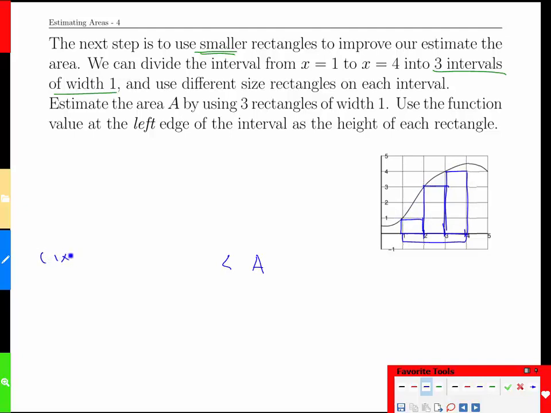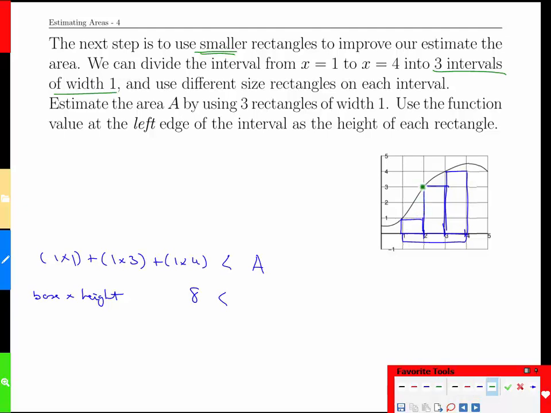And if we do the calculations of base times height, we have 3 rectangles, all of base 1, and 3 different heights for each of these rectangles. And we end up here with a total of 8. Now that's already better than the estimate we came up with last time using wider rectangles, so it feels like we're going down the right path here.